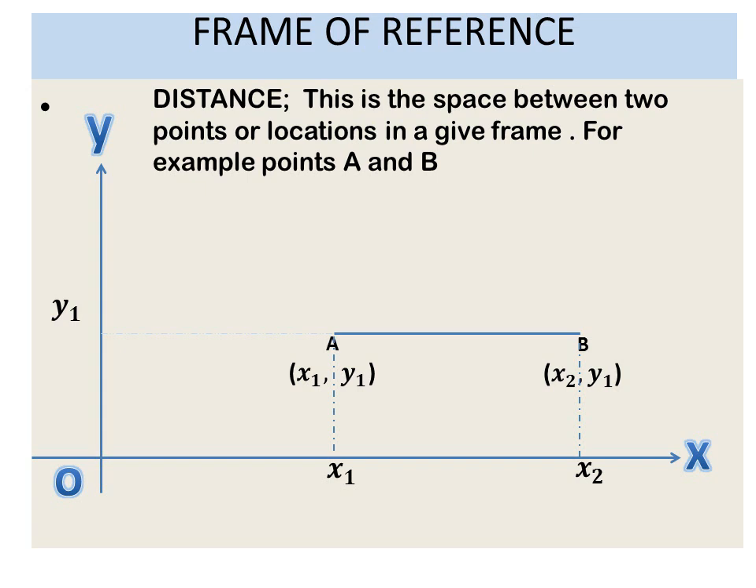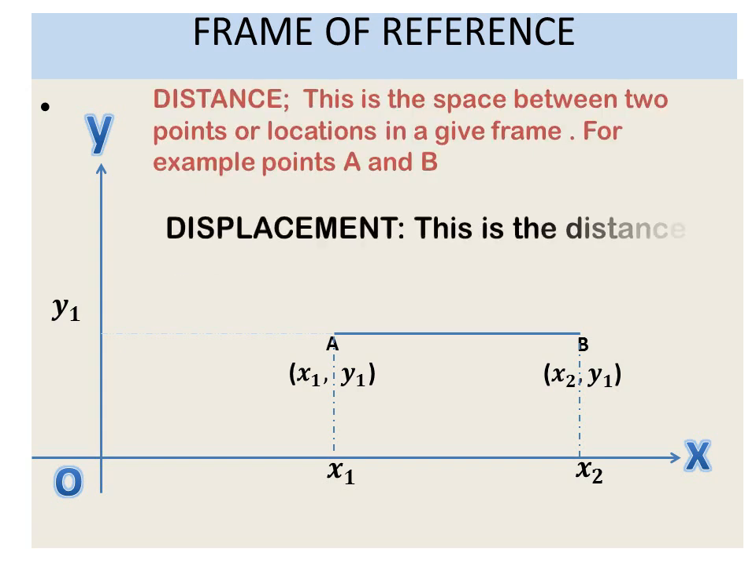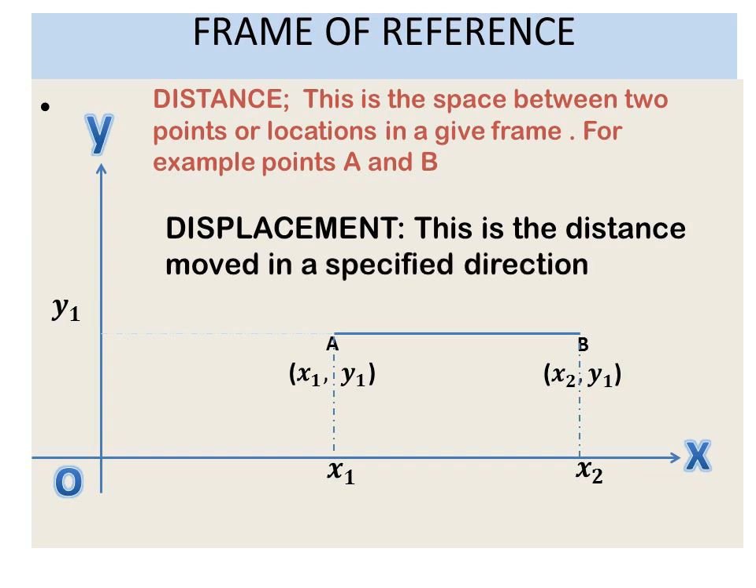So having said that, we now consider another item, which is displacement. Displacement is the distance moved in a specified direction, such as from A to B, and this A to B is in the x direction, which is the horizontal direction. We have also specified that the displacement of this body in the vertical direction is 0, because there was no motion in the vertical or y direction.